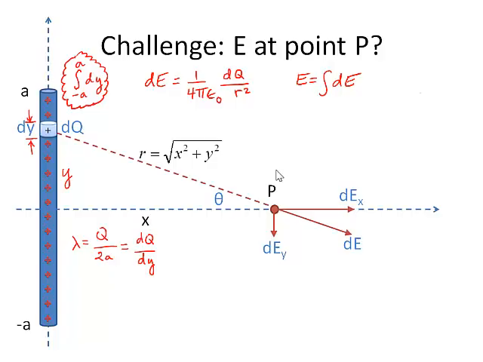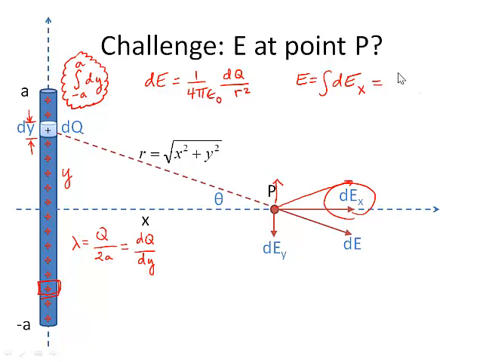That's because for this particular dq, there's another dq maybe down here, which will have a dE that looks like this, and the y component of that dE is going to cancel out this y component of the dE. So all we really care about is adding together all the dEx's. So really our integral is going to look like the integral of dEx.